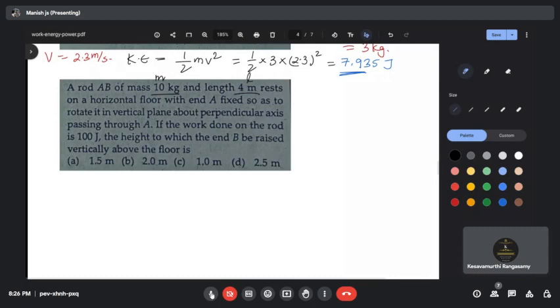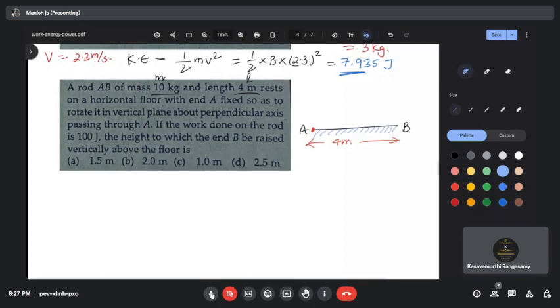Now you're applying a force and you try to rotate it in the vertical plane about the perpendicular axis passing through A. That means initially the rod is horizontal. So say the rod AB is like this. According to this, the length of this rod is 4 meters. It's resting on the horizontal floor. And end A is fixed, which means this end is fixed. So that means B is free to move. Initially the rod is kept on the horizontal floor as shown in the figure. So I'm drawing the figure.